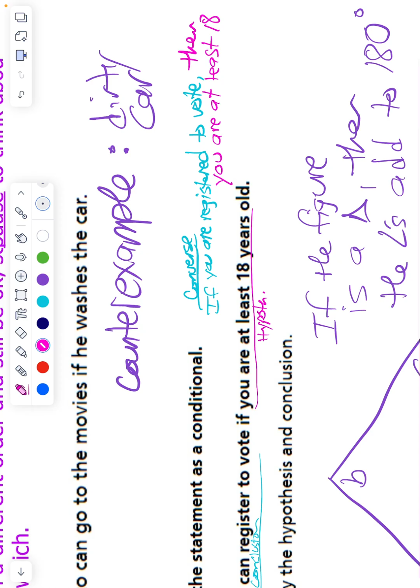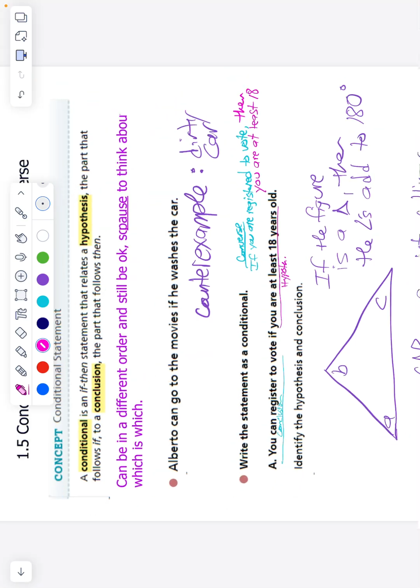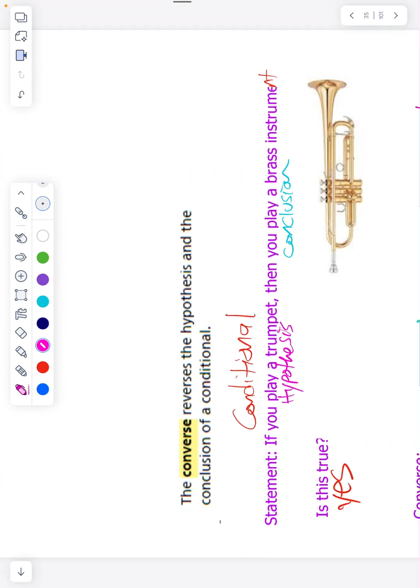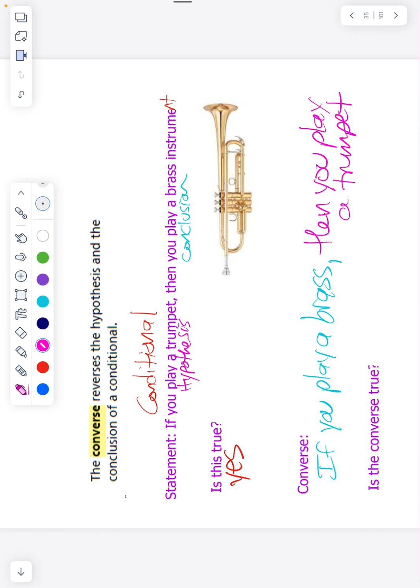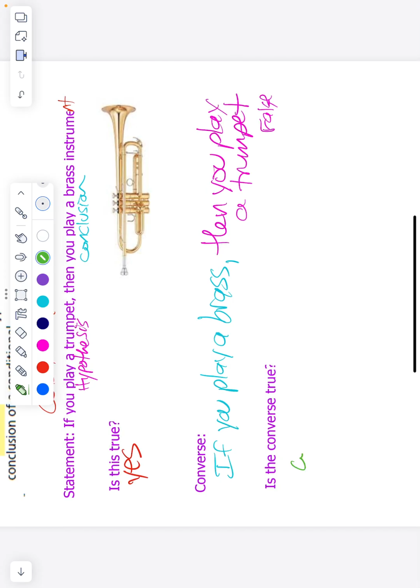Yeah. And let's just analyze the truth of this one. Is the converse true of this? Yeah, so see how in this case they're true both ways. The original and the converse are true. But the brass one, if you play a brass instrument, then you play a trumpet, that is false, because we already had the counterexample, which was the trombone.